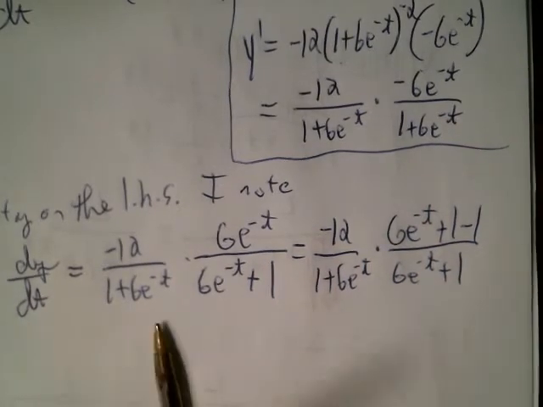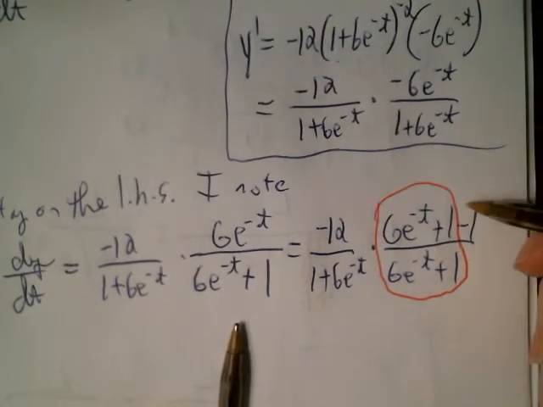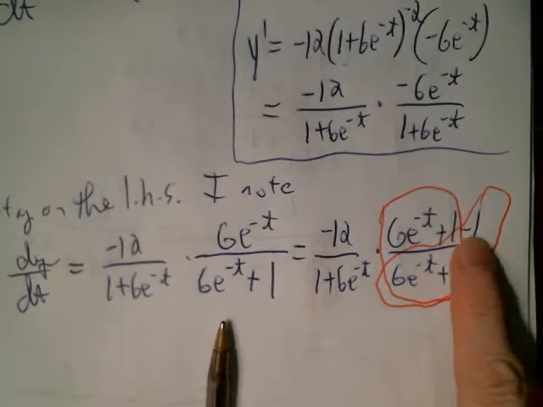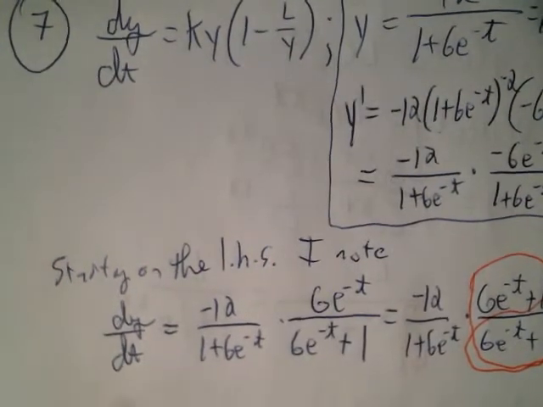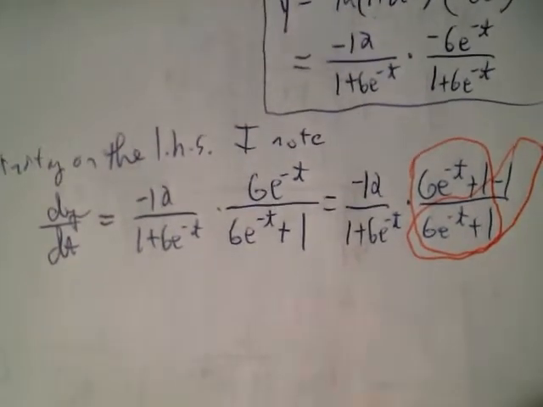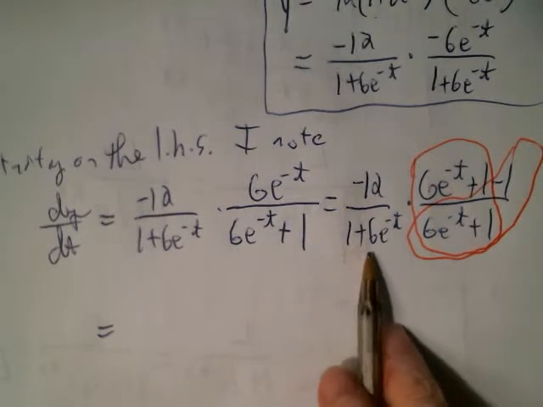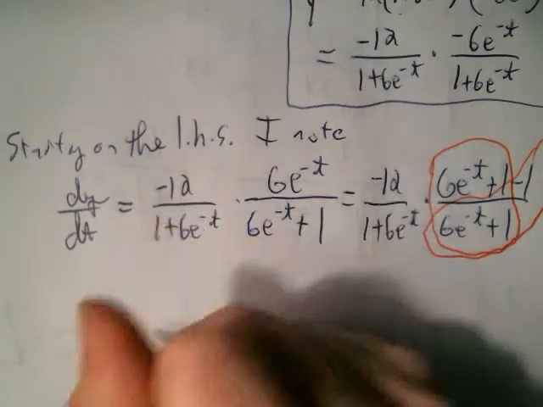And then when you butterfly it, or you fillet it, you're going to get that 1 minus this thing. So 1 minus L over y, hopefully. Okay, so let's do that. I get negative 12 all over 1 plus 6e to the negative t. Let's just write that as y, because we could do that.